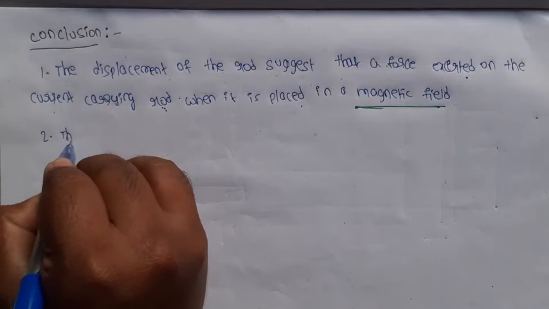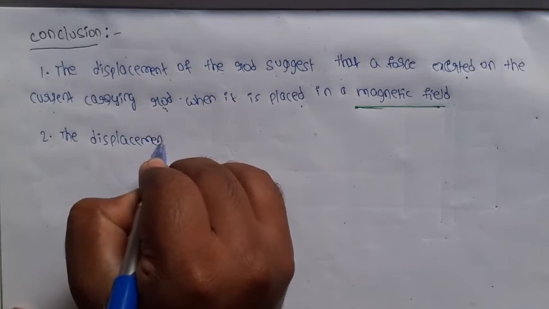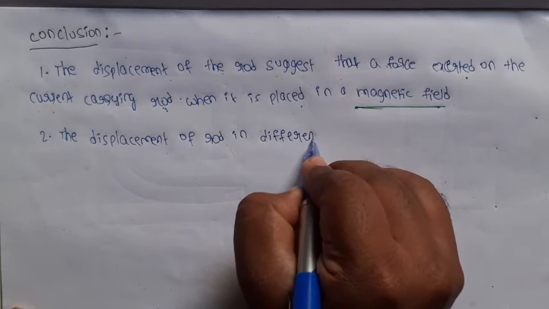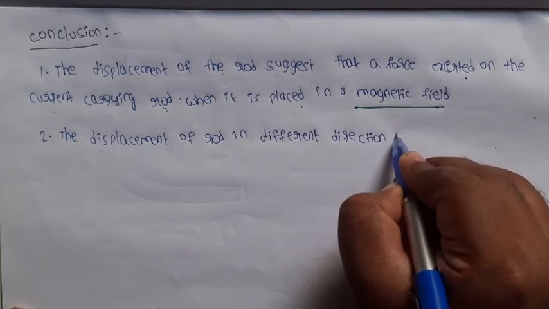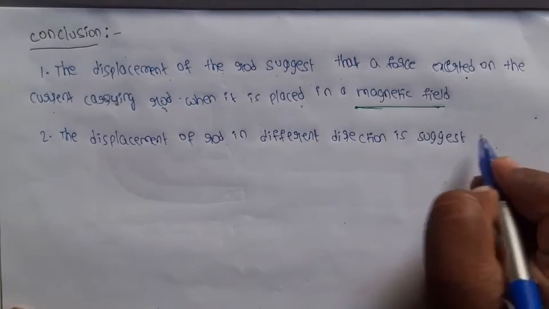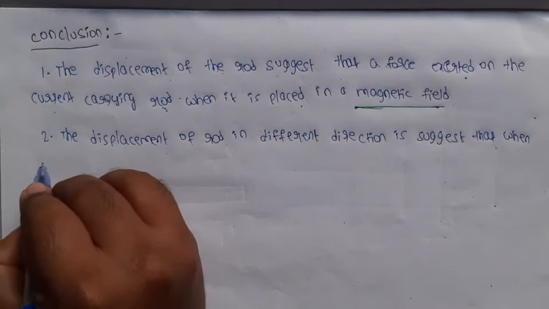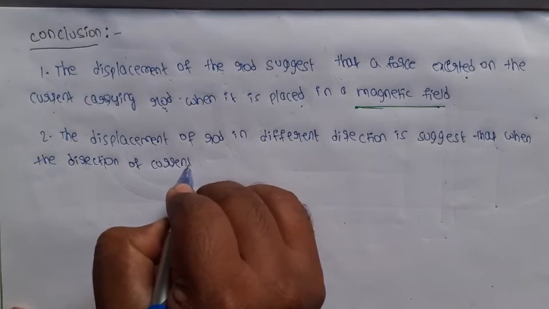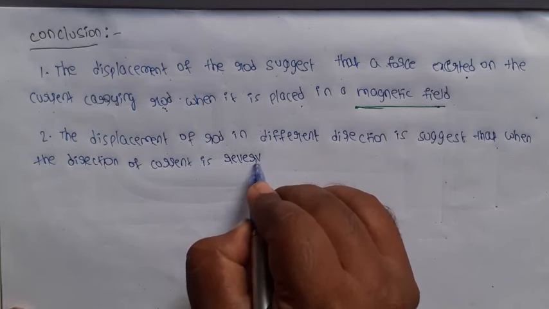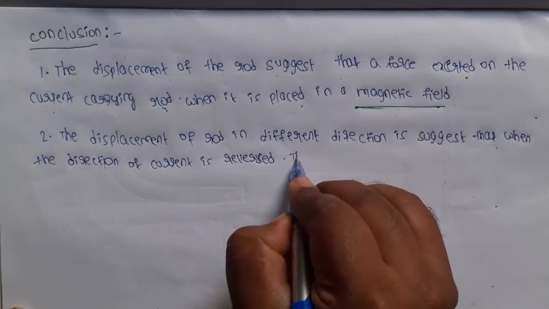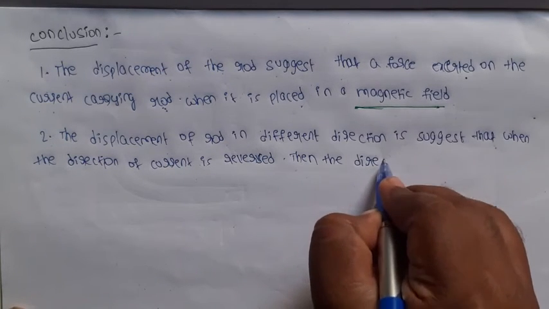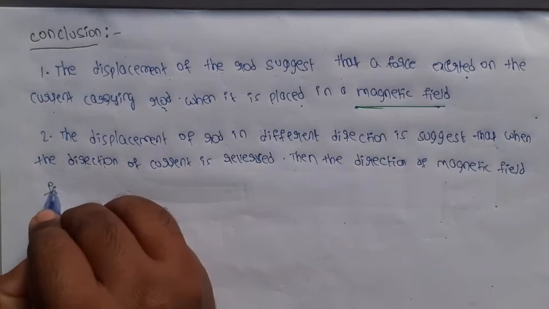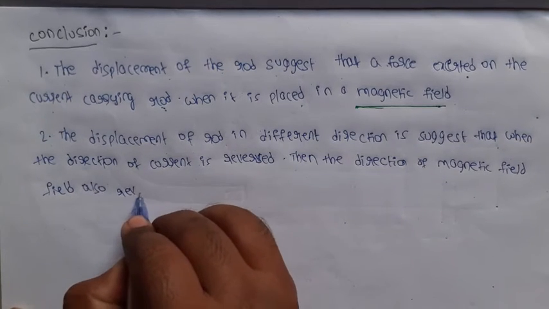Second point, the displacement of the rod in different directions suggests that when the direction of current is reversed, then the direction of the magnetic force is also reversed.